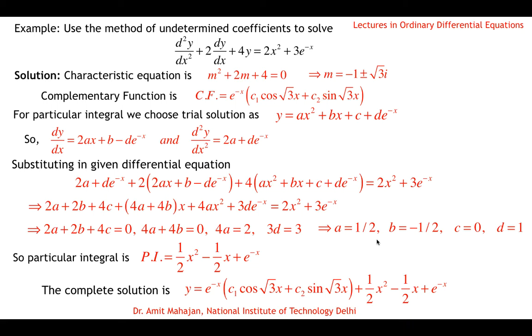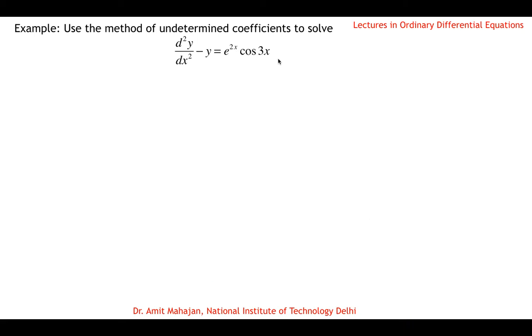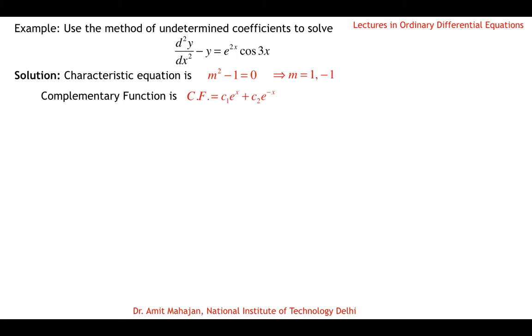Say I take one more example here: solve this differential equation using the method of undetermined coefficients. First find the characteristic equation, which is m square minus 1 equal to 0, so two roots, m is equal to plus 1 and minus 1. Because the roots are real and distinct, the complementary function is c1 e power x plus c2 e power minus x.